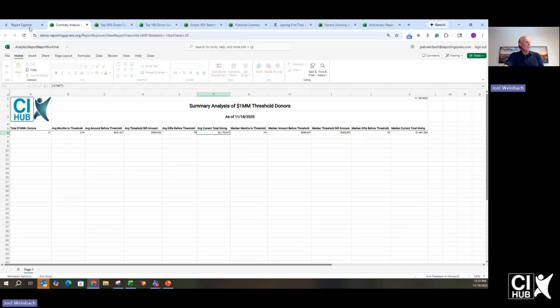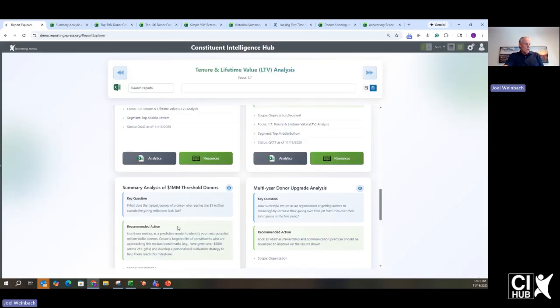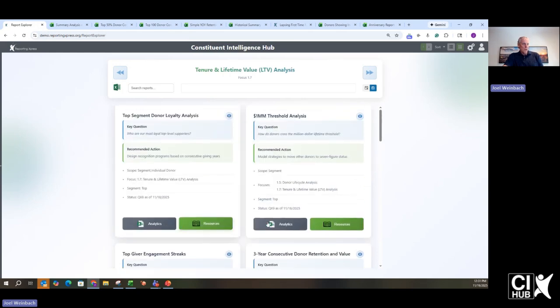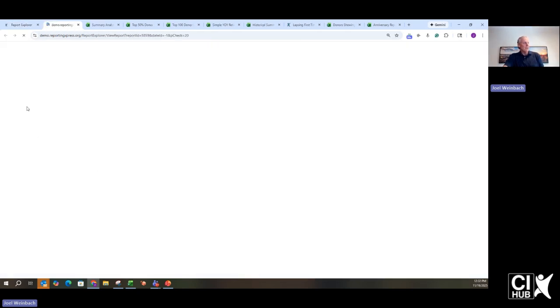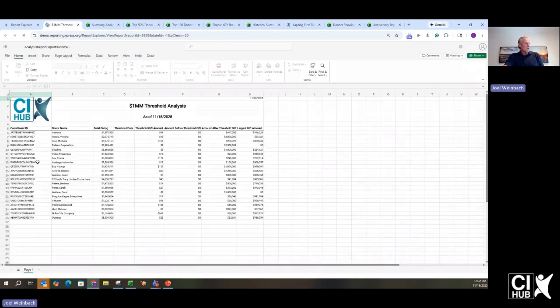Other statistics along there. And then for anything that there's a summary report for, there's also generally a detail behind it. So you can see those $1 million plus donors right here, their total giving, their threshold gift amount, etc.